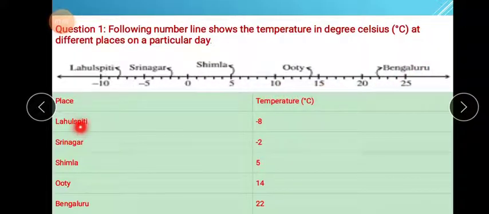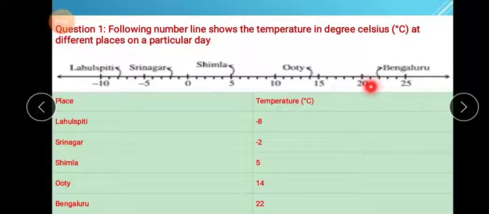So first of all, let us see the place Lahul Spiti. Now you see here -5, -6, -7, -8. So Lahul Spiti temperature is -8. Srinagar. So 0, -1, -2. So Srinagar temperature is -2. Shimla. Shimla you can see directly, we can say it is 5 degrees. Ooty. So 10, 11, 12, 13 and 14. So Ooty is how much? 14 degrees.